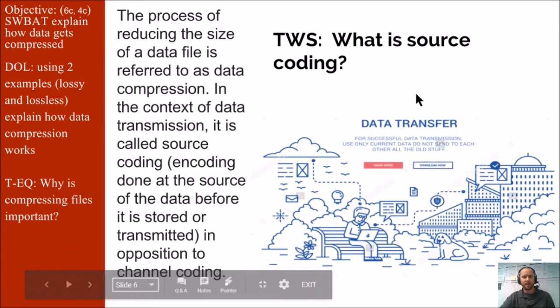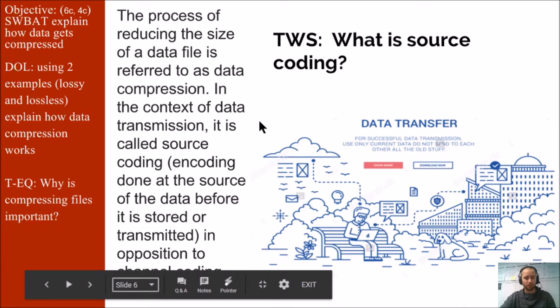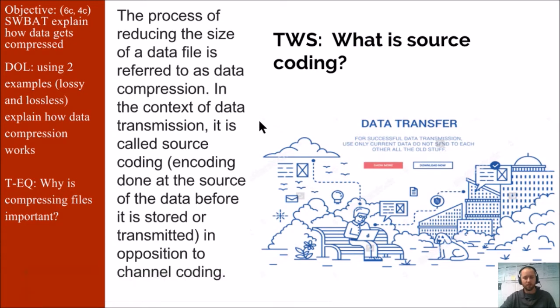So think right here on this page, what is source coding? It says here the process of reducing the size of a data file is referred to as data compression. Now in the context of data transmission, it is called source coding. Encoding done at the source of the data before it is stored or transmitted. And this is all in opposition to channel coding. Alright, don't worry about that last part unless you're looking for things to Google, which channel coding would be a great term to Google and learn more on your own. But just fixate on the idea that source coding is the idea of making something smaller for the sake of transmission, not making something smaller for the sake of storage.